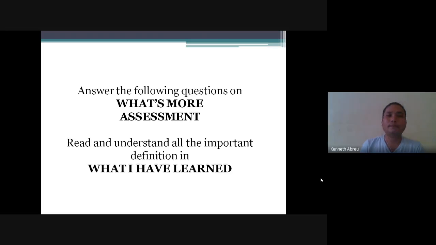Okay, at this time, since we are already done with the definitions and important information regarding the normal distribution and its characteristics, you can now answer the following questions in What's More and Assessment. And then, ang gagawin nyo lang dun sa What I Have Learned is to read and understand all the important definitions. Kasi nandyan yung pinaka-summary ng mga important informations natin doon sa ating topic on how do we illustrate normal distribution and its characteristics.